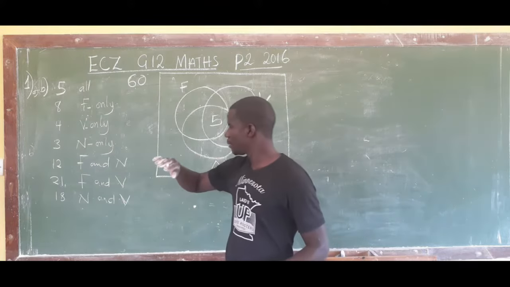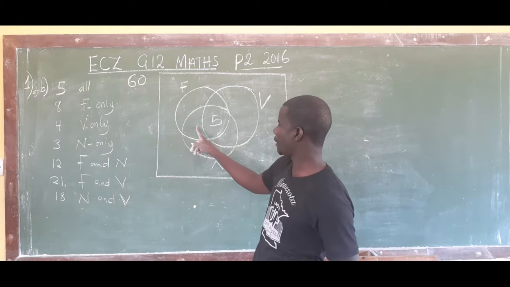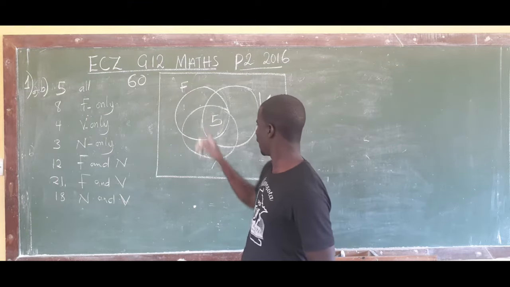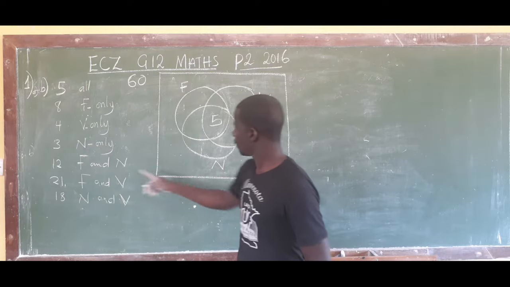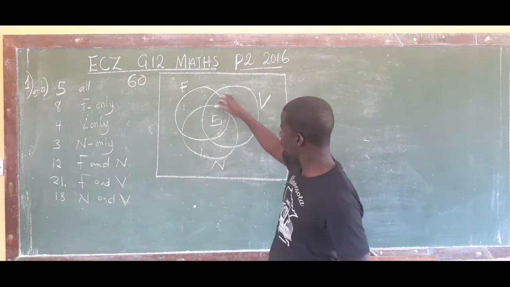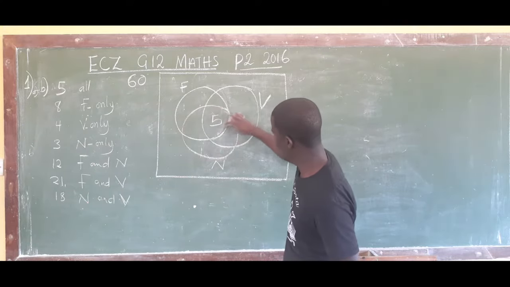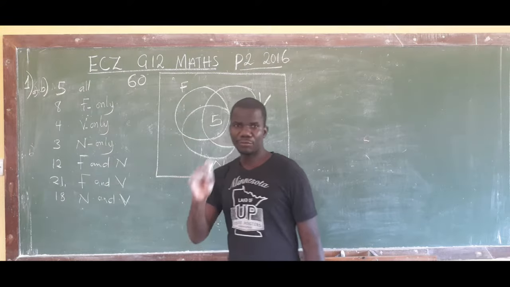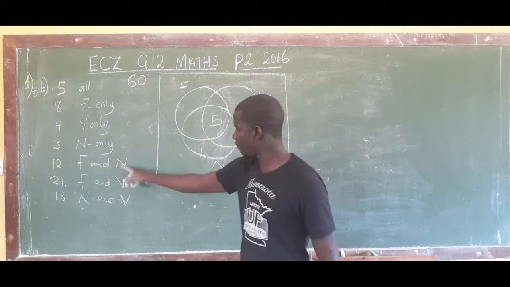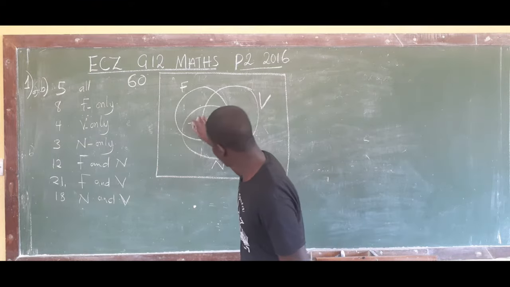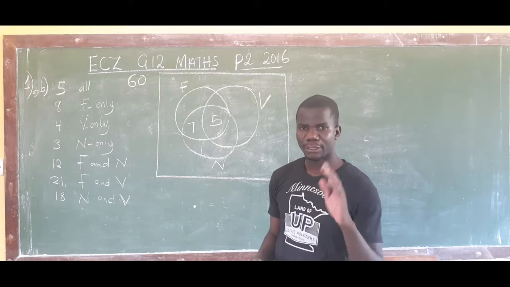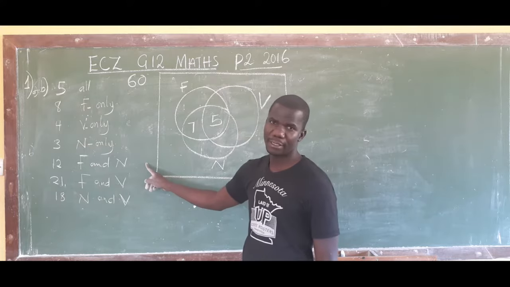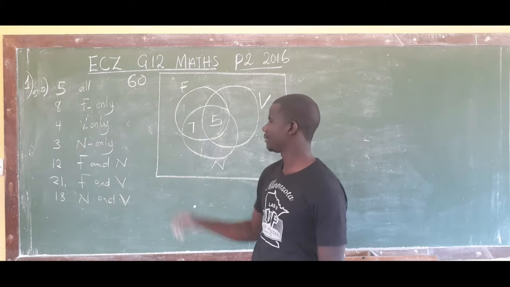Then the next one, this is the intersection of football and netball. The intersection of football and netball is this whole thing here. We are told that the intersection should have 12. From the 12, we already have 5, so the difference is going to be written here. Now take note, this is open. If there was the word only at the end here, we would write 12 as it is.